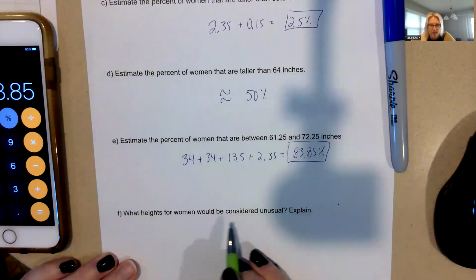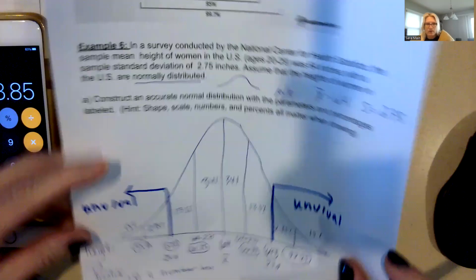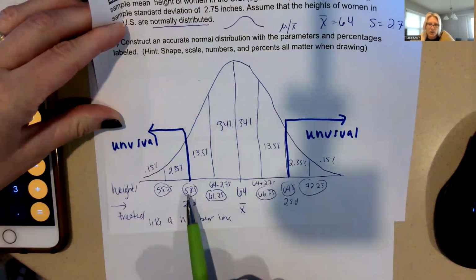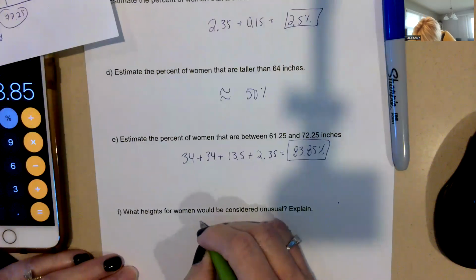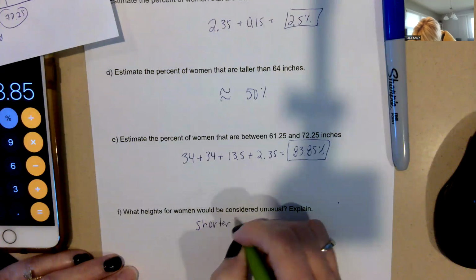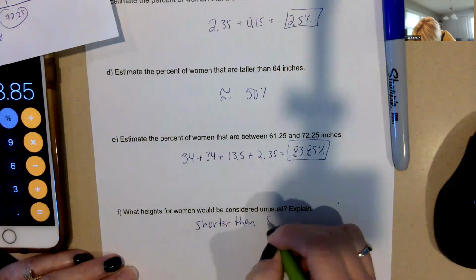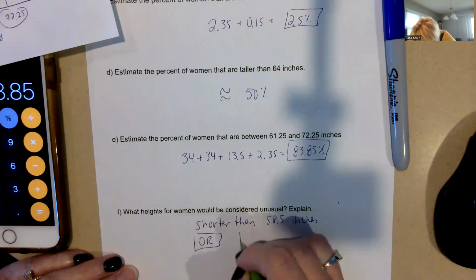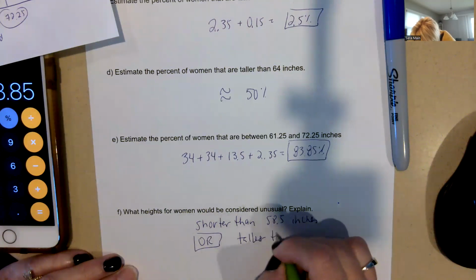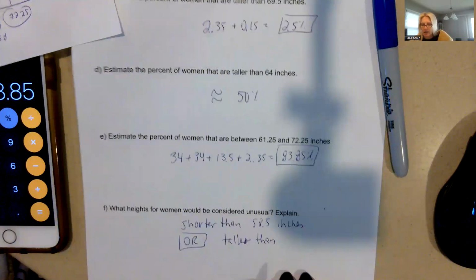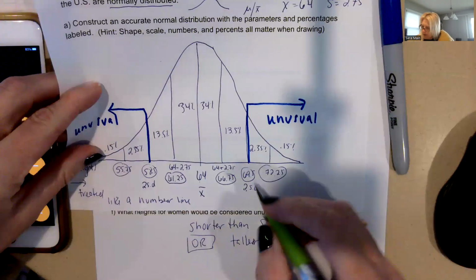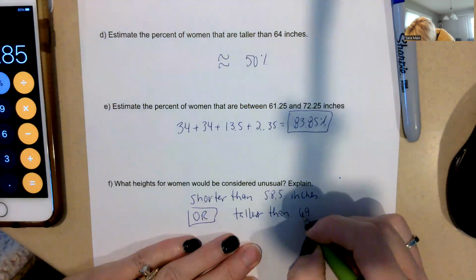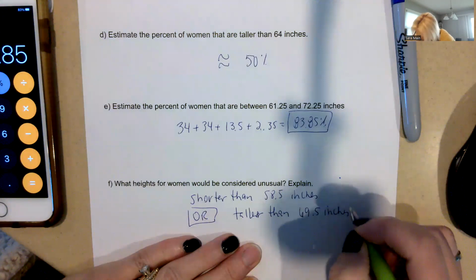What heights for women would be considered unusual? And we marked those. Anything outside of 2 standard deviations. So any woman that's shorter than 58.5 inches, or somebody taller than, let's look at our marking, taller than right here, 69.5 inches.